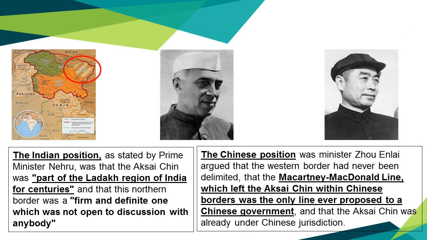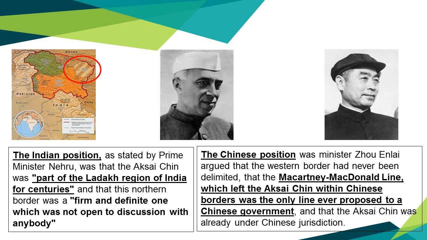The discontent and mistrust can be seen from the actions of both countries. The Indian position, as stated by Prime Minister Nehru, was that Aksai Chin had been part of the Ladakh region of India for centuries, and that this northern border was a firm and definite one, not open to discussion with anybody. The Chinese position, argued by Premier Zhou Enlai, was that the western borders had never been delimited, that the McCartney-MacDonald Line, which left Aksai Chin within the Chinese border, was the only line ever proposed to the Chinese government, and that Aksai Chin was already under Chinese jurisdiction.